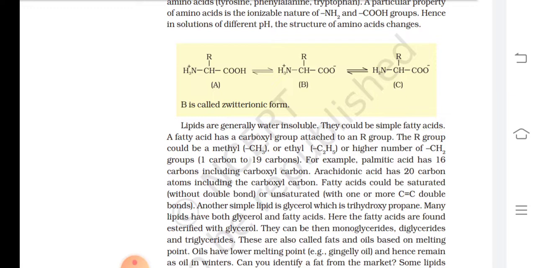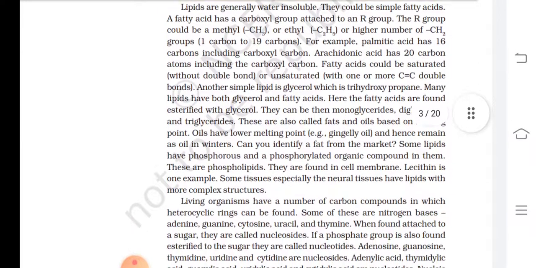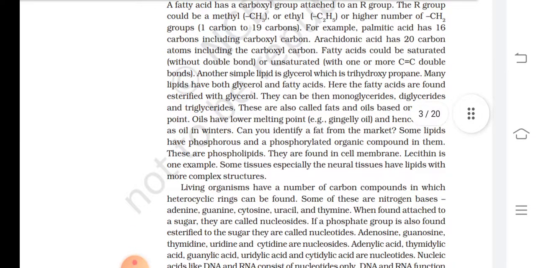Lipids are generally water insoluble. They could be simply fatty acids. A fatty acid has a carboxyl group attached to an R group. The R group could be a methyl or ethyl or higher number of alkane groups, from 1 carbon to 19 carbons. For example, palmitic acid has 16 carbons including the carboxyl carbon. Arachidonic acid has 20 carbon atoms including the carboxyl carbon.